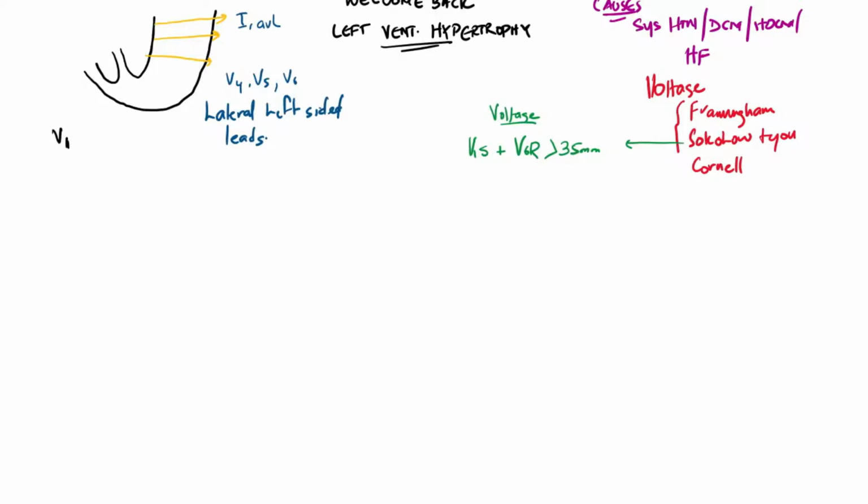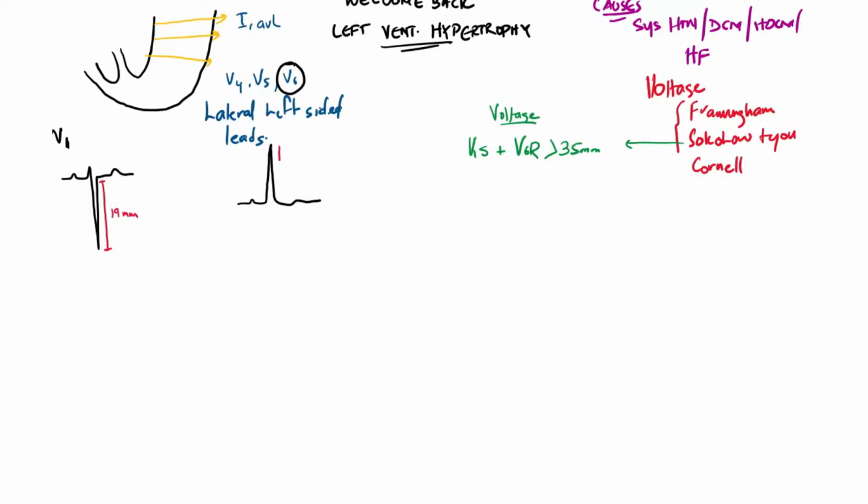So essentially what's happening is we've got V1 on one extreme, V6 on the other extreme, and you've got a deep S wave, which is basically the current going away from lead V1 into the left ventricle. Similarly, you've got a tall positive R wave going towards V6 into the LV. So essentially we're looking at pretty much the same current from different aspects, and these are mirror images.